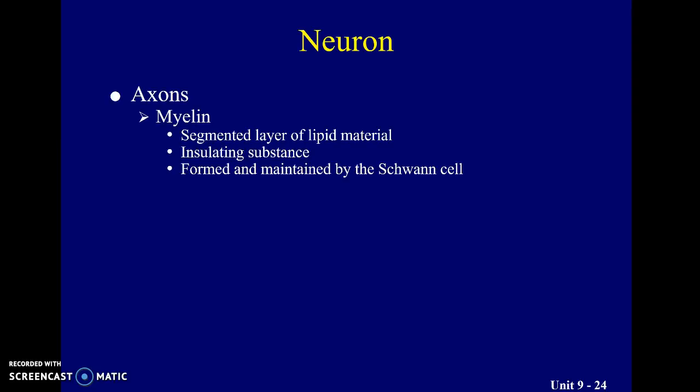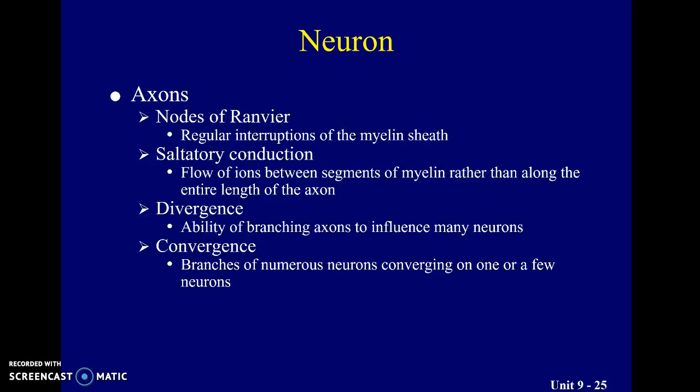The thing about the Schwann cells, though, and the way that myelin insulates an axon, is that the myelin does not wrap the entirety of the axon. There are actually small spaces between the myelin sheath that is present around some particular axon. These spaces are known as nodes of Ranvier, regular interruptions of the myelin sheath.